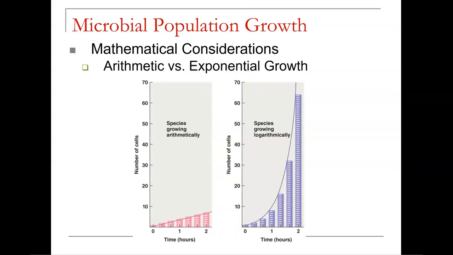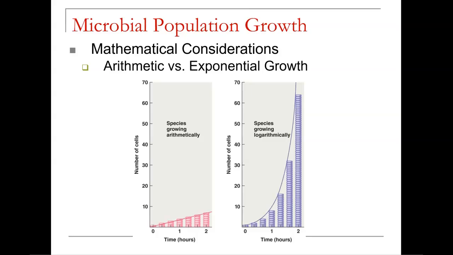Now looking here, we have our mathematical considerations. We have what's referred to as exponential growth. That's a dramatic increase in microbial population size. So cells here are going to double in a fixed interval of time: 2, then 4, then 8, then 16, and so on.